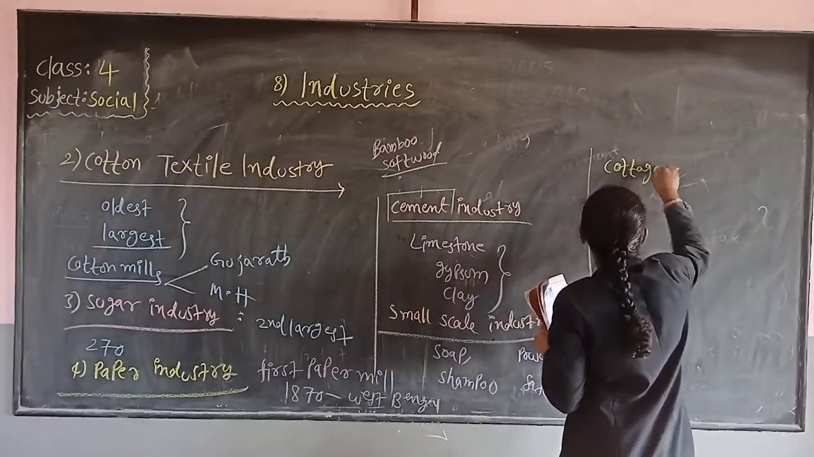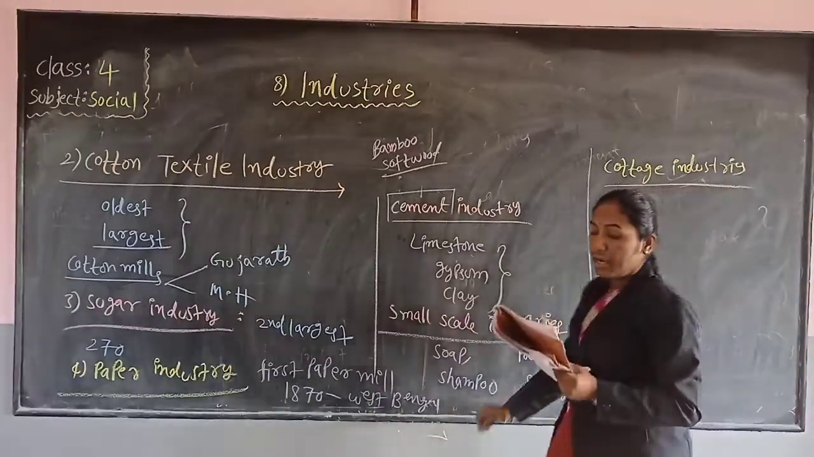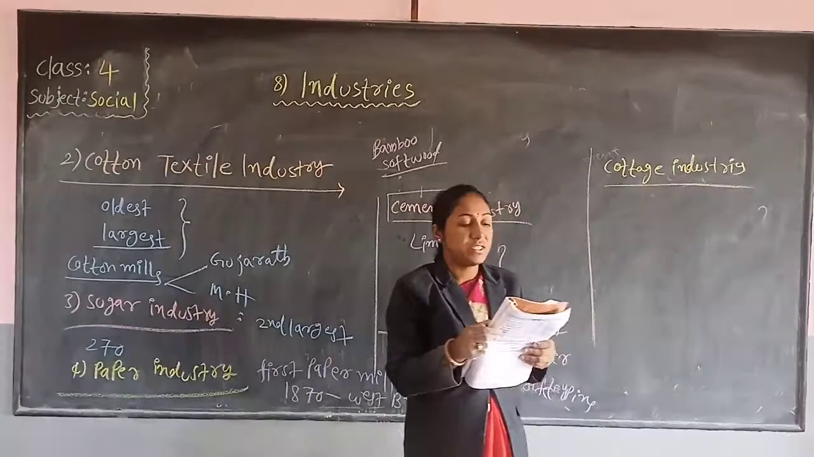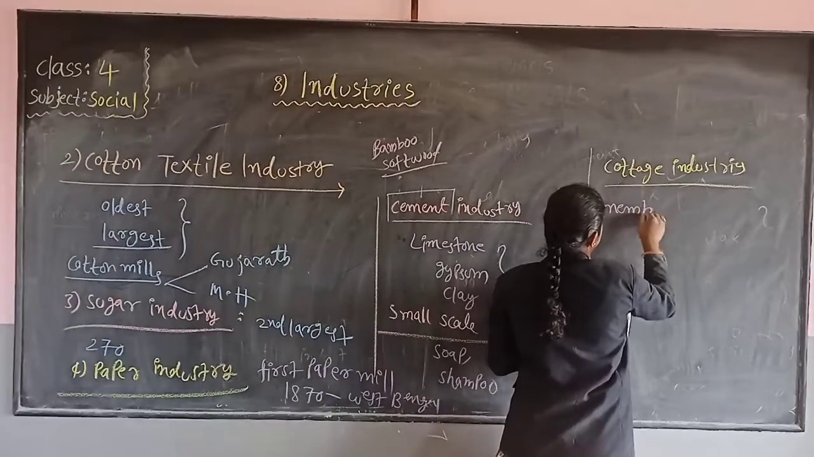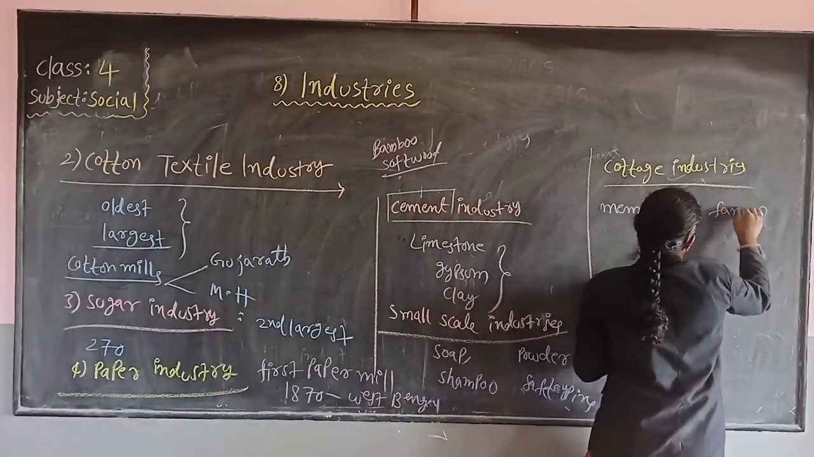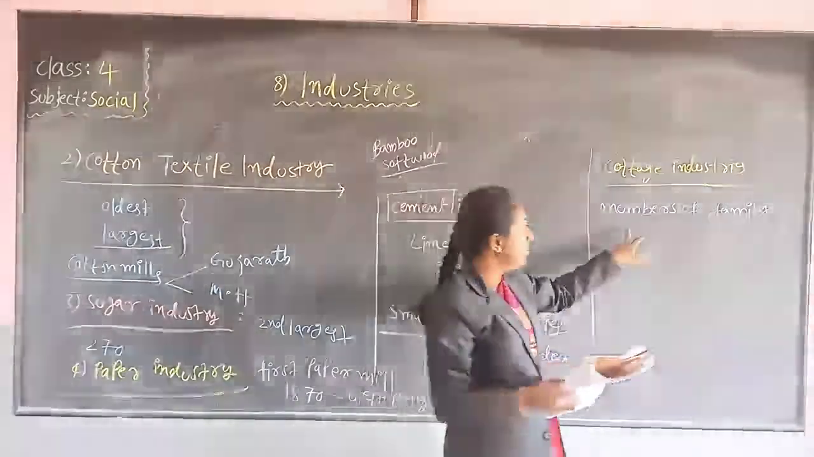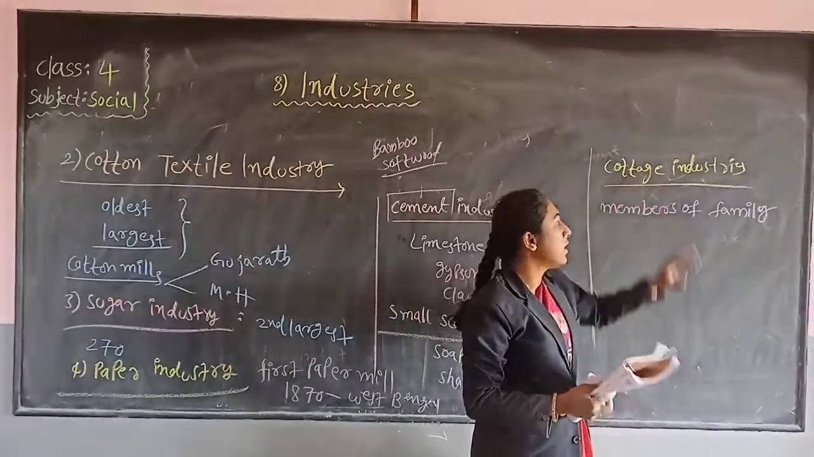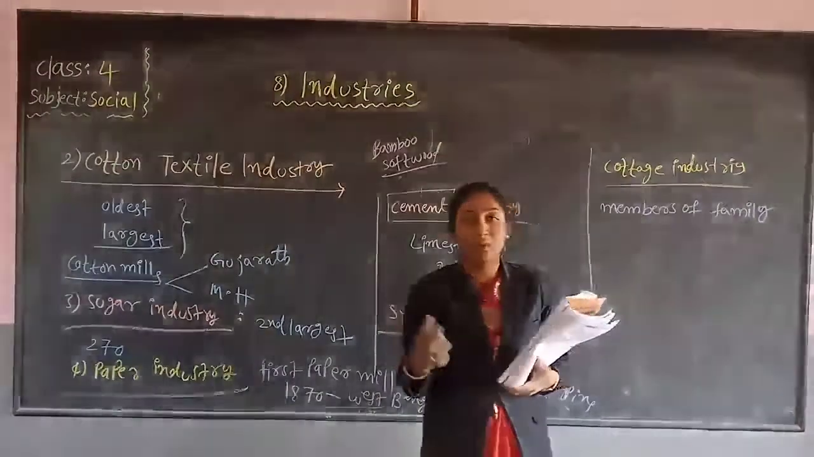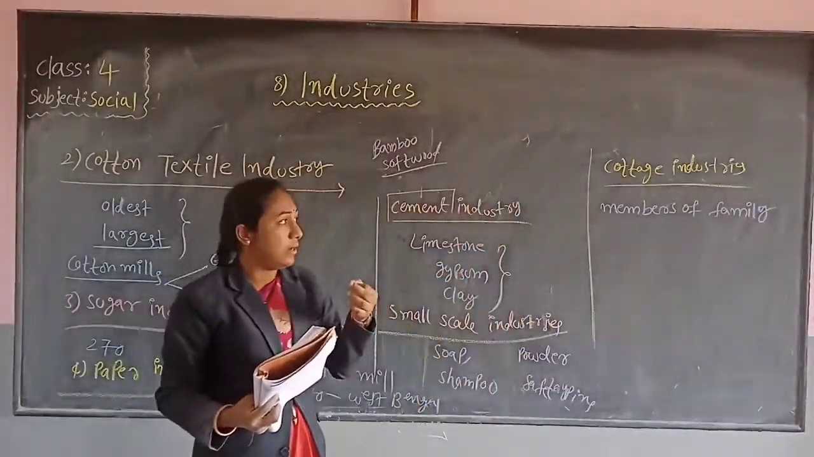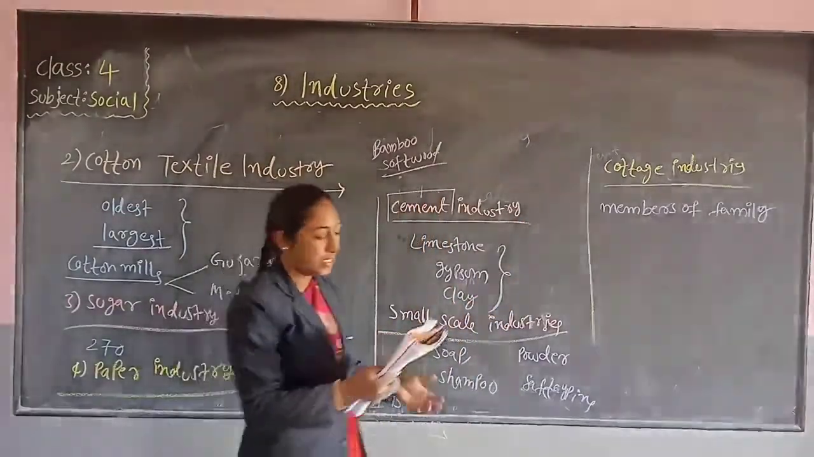Which industries, children? Cottage industries. Cottage industries are mostly run by members of a family. So members of the family make some things, and those products come under cottage industries. The investment is less compared to small scale industry. The money needed to run cottage industries is also very little compared to small scale industries.